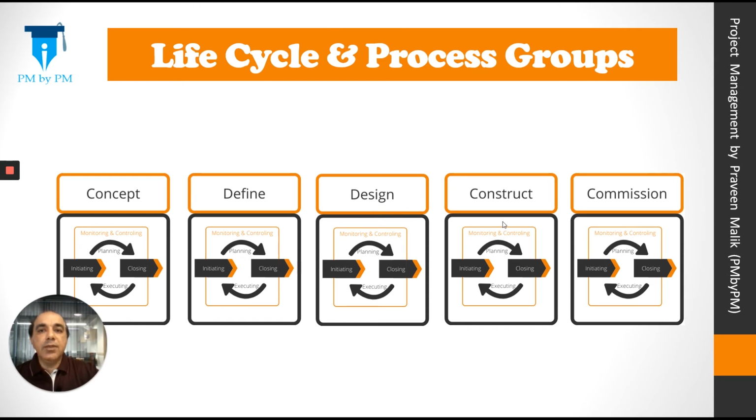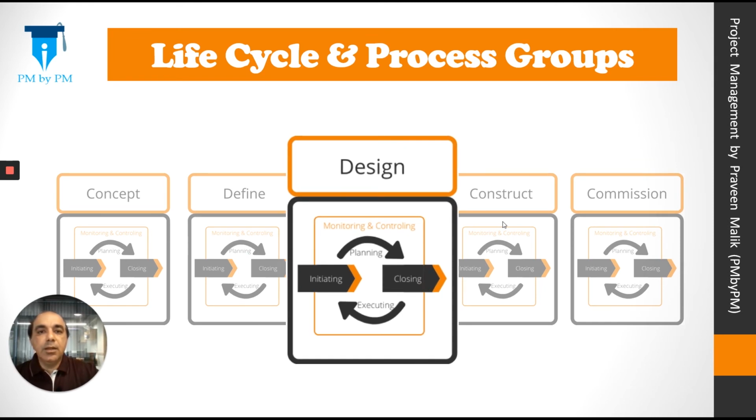Let's look at the life cycle and the process groups. So we saw our 5 phases in a project life cycle, which is concept, define, design, construct, and commission. This is a generic life cycle. In this, a particular phase is called the design phase. The design phase could be designed for anything. It could be software development design, it could be building architectural design, it could be a new machine development design, or anything else. Now, in this design phase, we will have the 5 process groups, which is initiating, planning, executing, monitoring and controlling, and closing.